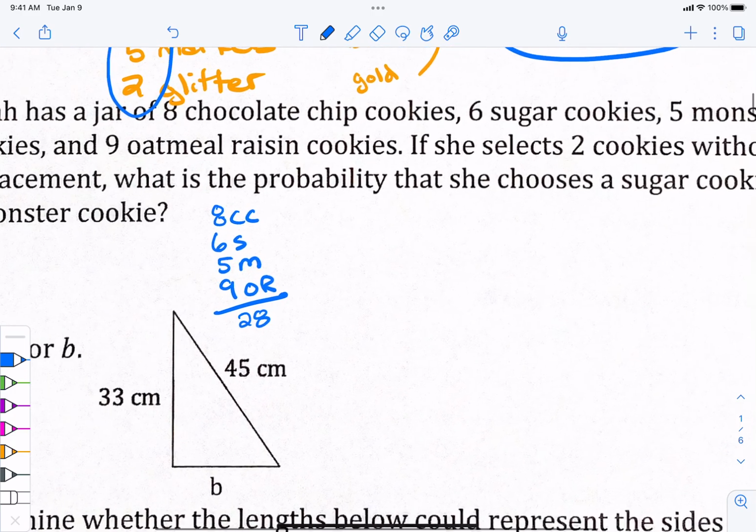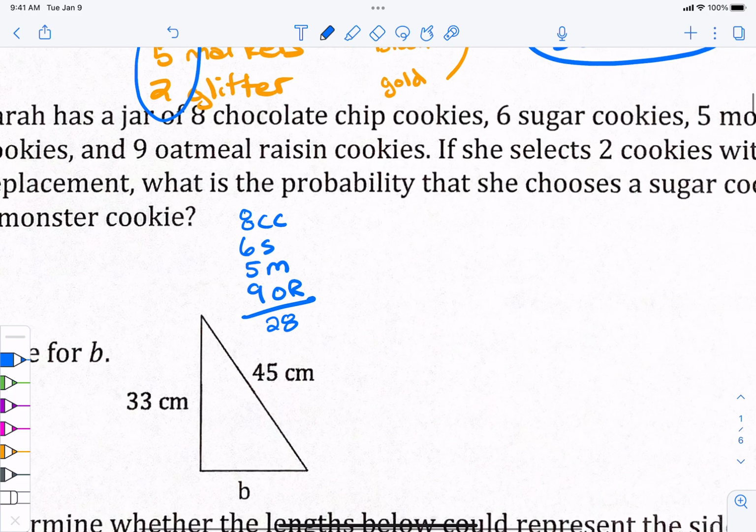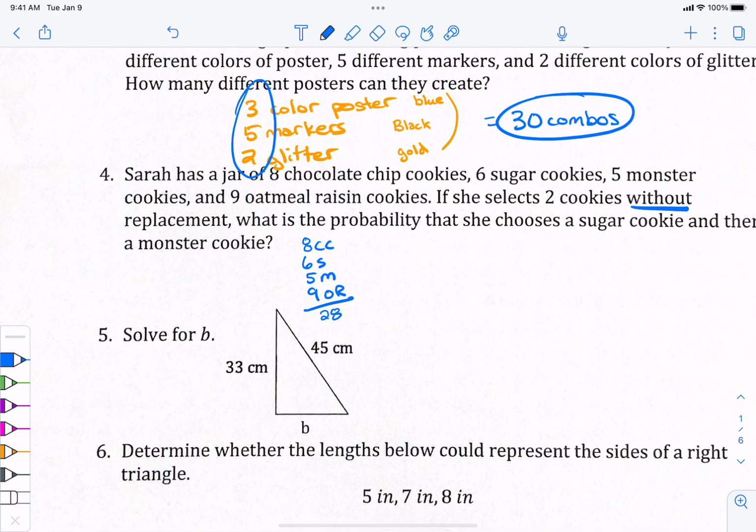All right, she's selecting 2 cookies without replacing. Underline those words: without replacing. I'm not replacing. So I have 2 different cookies, cookie number 1 and then cookie number 2. Okay, let's talk about those 2. What is the probability that she chooses a sugar cookie and then a monster? So I want this one to be a sugar, and I want this one to be a monster.